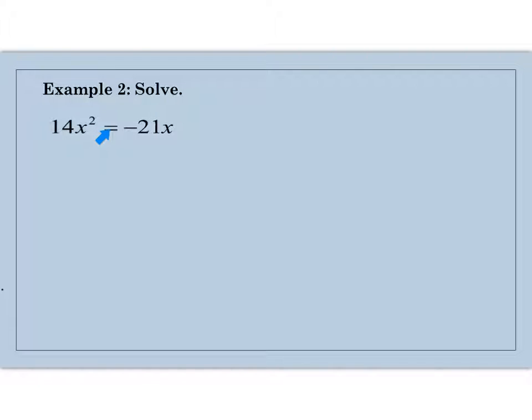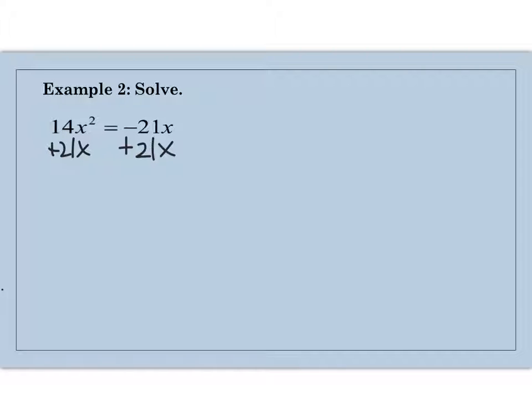If you notice right here, we have an equal sign in the middle. So I'm going to leave the x squared term right there. That one's positive. I want to keep that positive. So I'm going to take this -21x, and I have to do the opposite to move it to the other side. So I'm going to add 21x to each side.